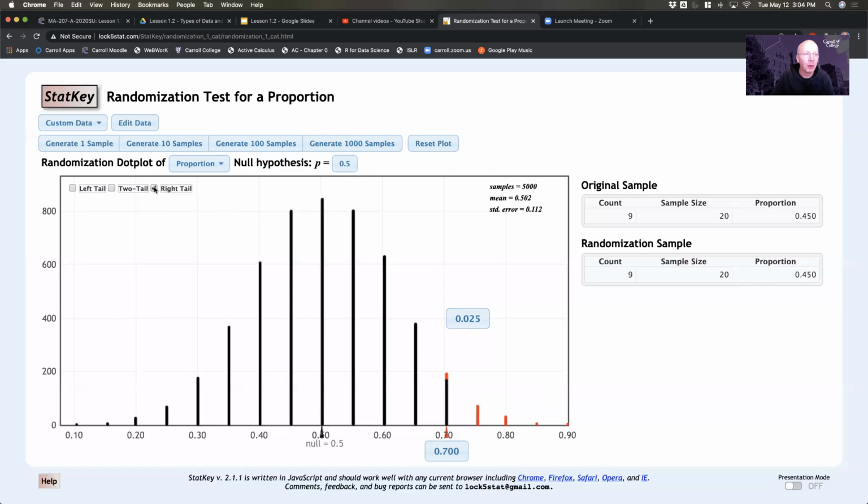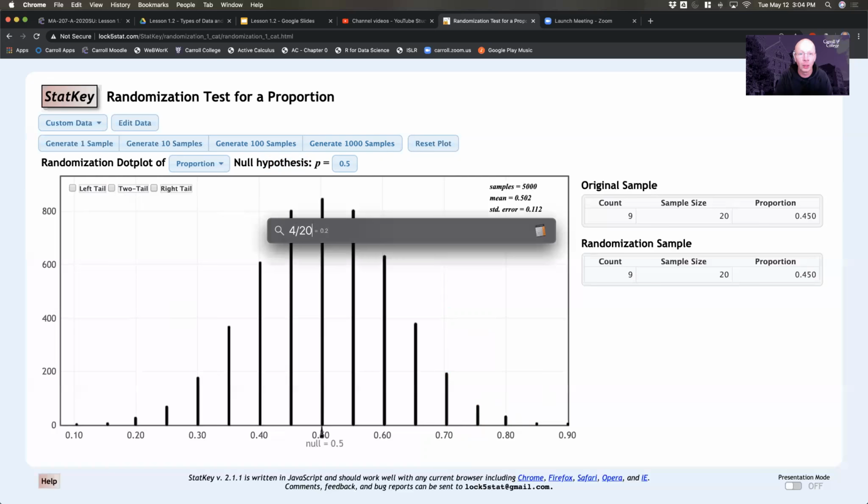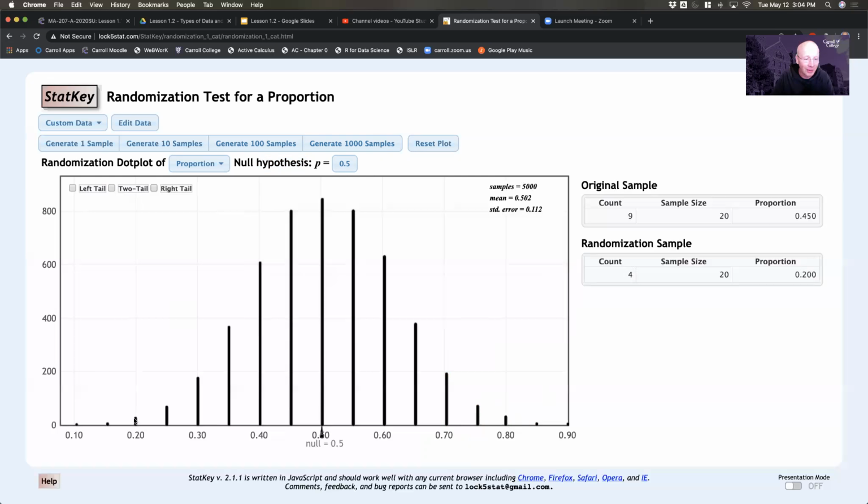What if somebody came to you and said, well, I only got 4 heads out of the 20. Now let's see here. 4 out of 20, that's 20%. That's down here. That's my left tail. If I click on the left tail, well, that's also less than 2.5%. I'm very suspicious of anything that falls out in those far tails because it looks like they happen very, very rarely.